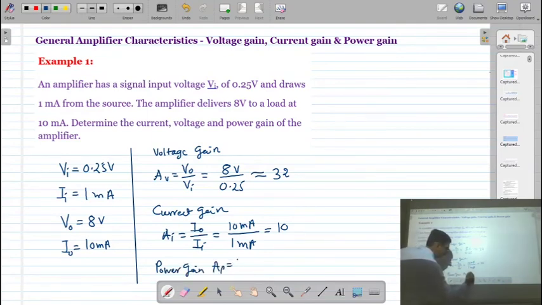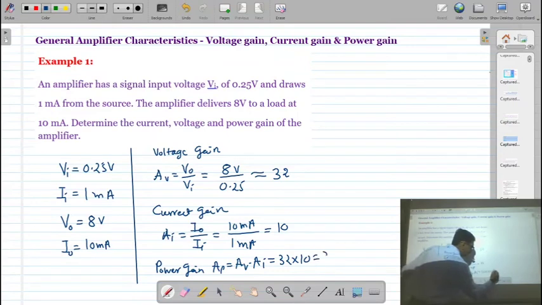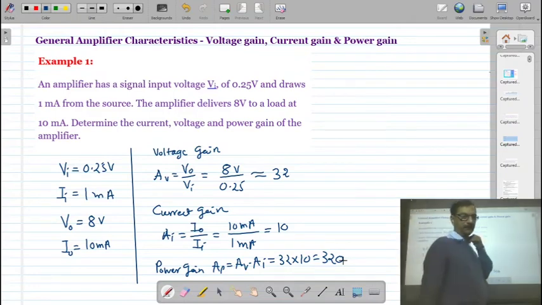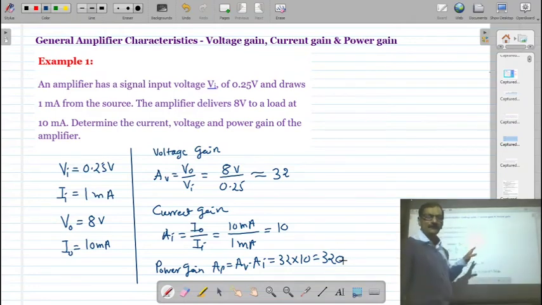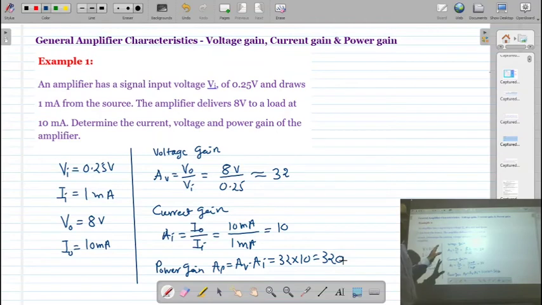And we already know the power gain AP is the product of AV into AI. So that is 32 into 10, so 320. This is the power gain of the amplifier. Correct? So this kind of example will be asked as an objective question. Remember, it is not a complete numerical, but a part of the objective question. Okay, now let us see a second example.